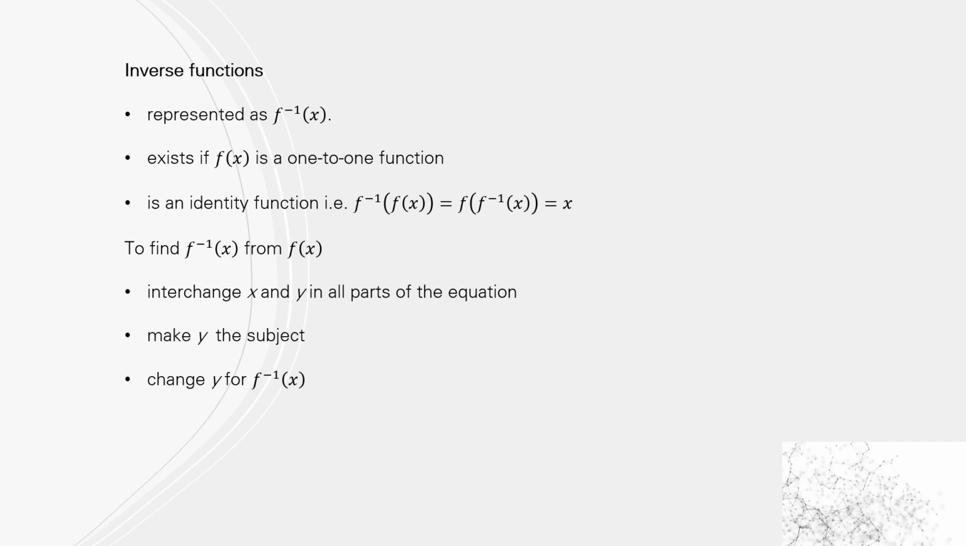It exists if a function is 1 to 1, and the identity works if f of the inverse function equals f inverse of the function, and when you substitute them both in, you end up with x. How do you find the inverse function? Well, you interchange x and y in all parts of the equation, you make y the subject, and you change y for f to the minus 1 of x.